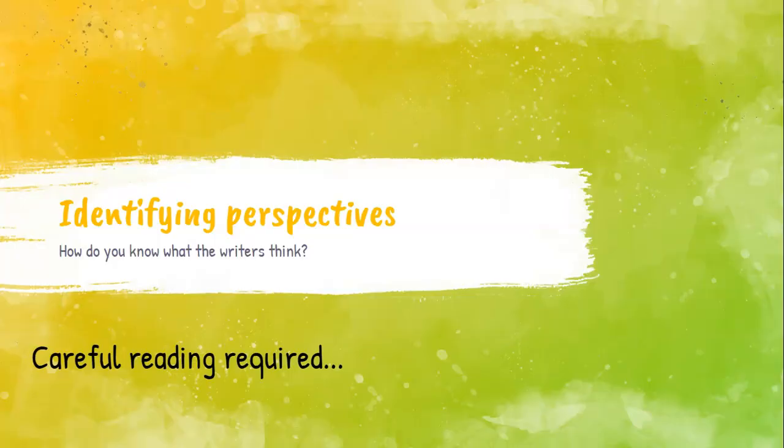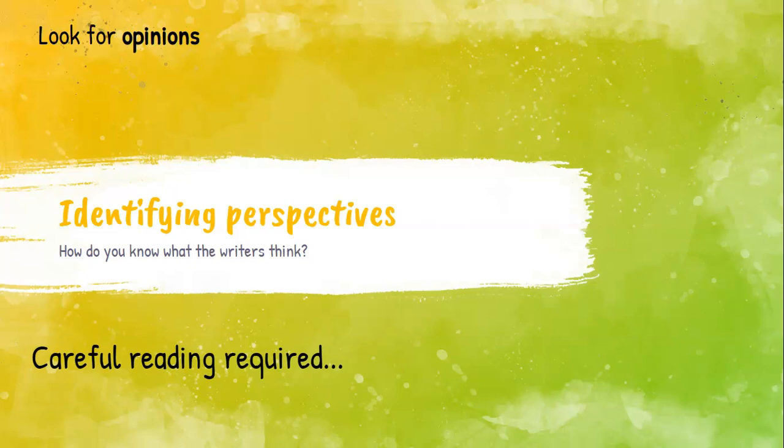First of all, we need to identify the perspectives, the thoughts, the ideas, the attitudes of the writers. So how do we know what writers think? You've got to carefully read the texts. You've got to take your time with reading it. You're not just looking for what the text is about. You're looking for how it's being portrayed, how it's being shown to you.